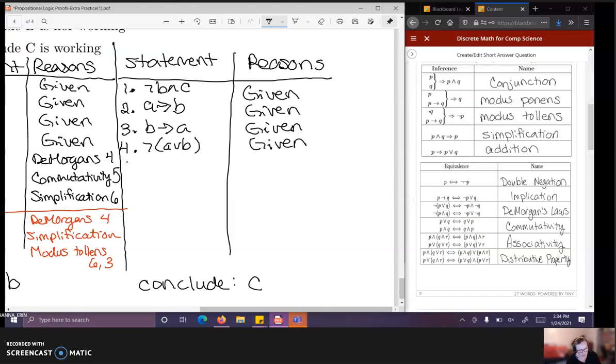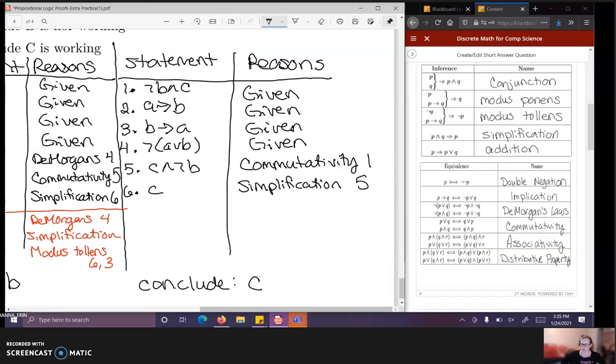So actually, if we just flip-flop that over using commutativity on line 1, then we're done. Use simplification on line 5, and we've got our desired result. So that's one thing with these rules, is that whenever you have an and, you should definitely keep in the back of your mind our simplification rule. And if you ever have things by themselves, you always want to think about addition.